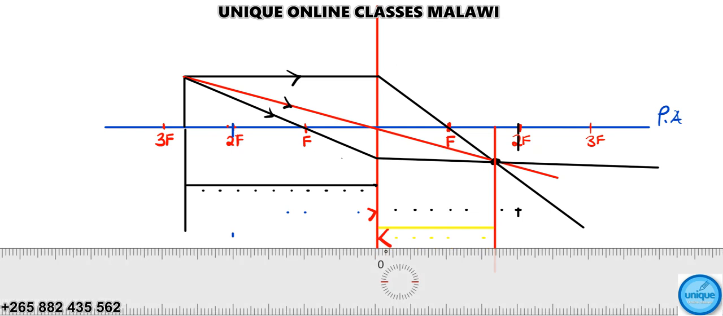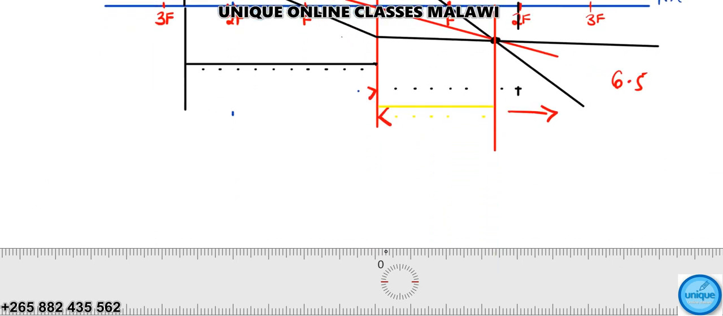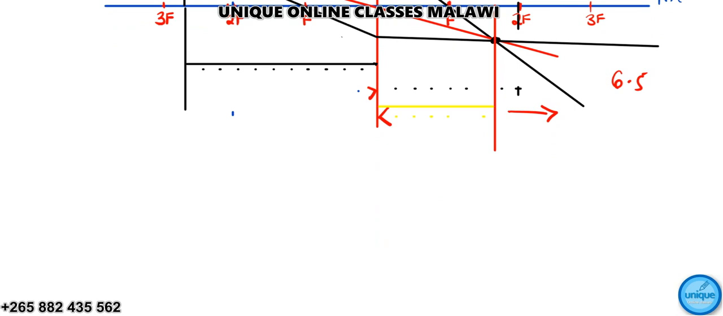You see? This side is 11, and this side is 6.5. You can see the image distance is smaller than object distance. So if you can calculate magnification, let's say the formula to generate magnification.